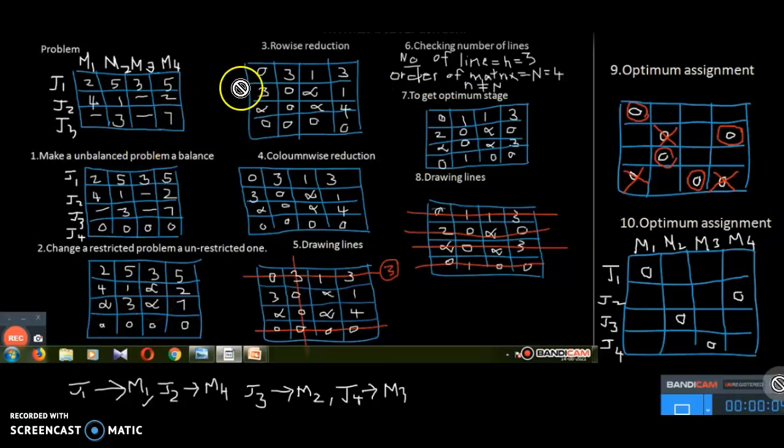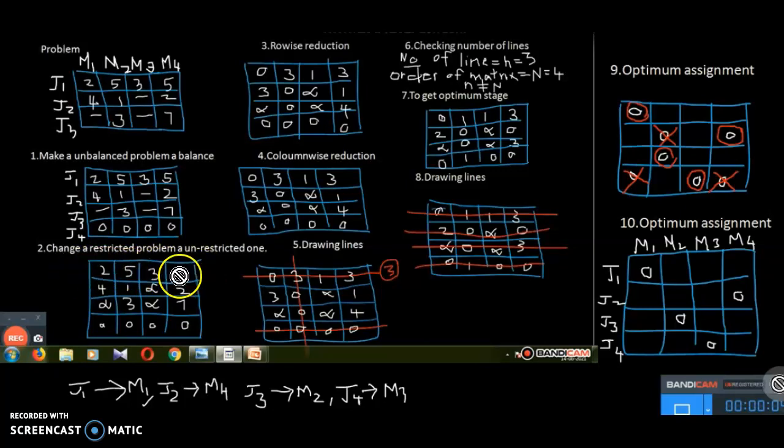Now coming to step number 3, so now it is a balanced one and an unrestricted one, so we can follow the Hungarian method. And in the Hungarian method, the first step is row-wise reduction. Means what? We are finding the least element in each row, and subtracting it from the corresponding elements in the same row.